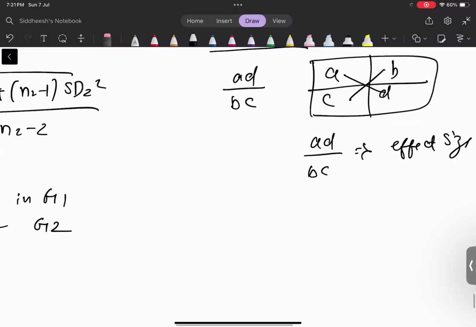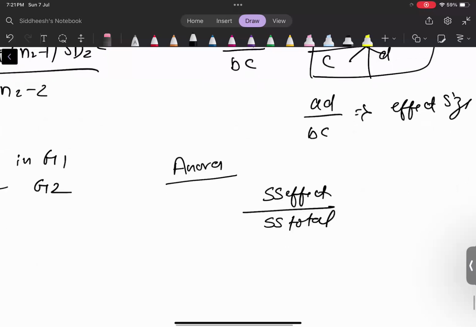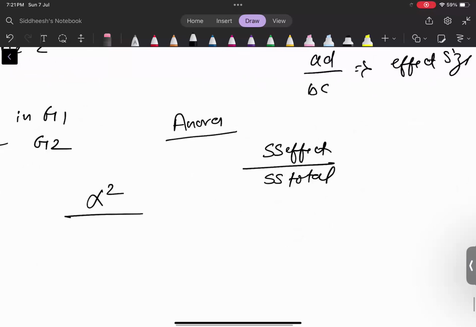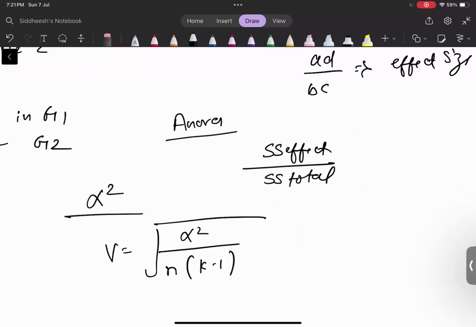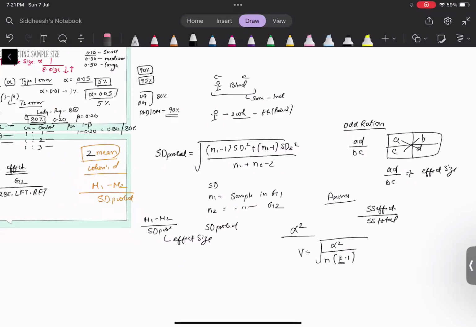You people might be working with ANOVA also, correct? You might have the same individual followed up multiple times. So what we will do is SS effect upon the SS total. Correct. At the UG level, people are doing a lot of chi-square tests. That means we need to follow a separate rule: V is equal to under root of chi-square upon n times (k minus 1), where k is the lowest number among the rows and columns. So this is totally my part, the calculation part.